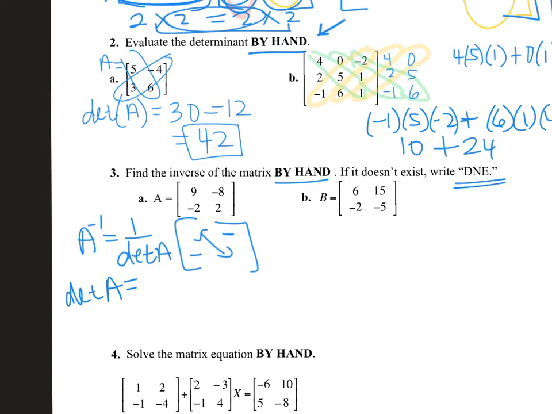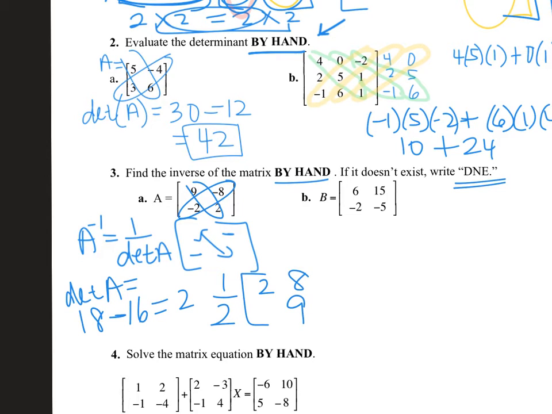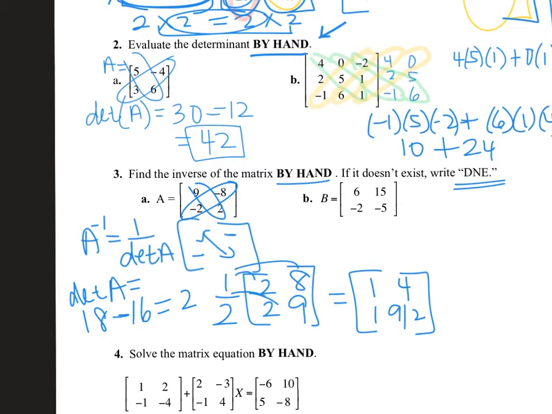This matrix, well, 9 times 2 is 18, minus negative 8 times negative 2, which is negative 16, or positive 16. Wow, so I get 2. So 1 over 2, take the 9 and 2, pick them up, and 8 becomes positive, and 2 also. Now I want to take that 1/2 and multiply it in. So I get 1, 4, 1, and then you can write 9/2 or 4.5, whatever you prefer.